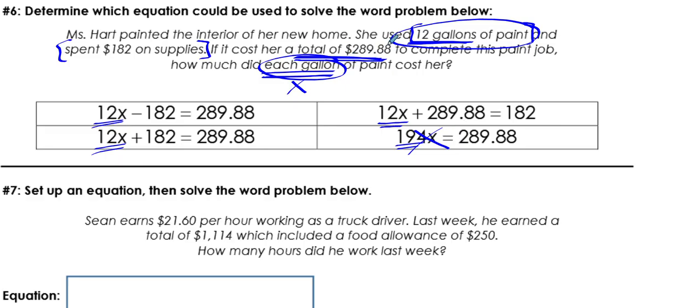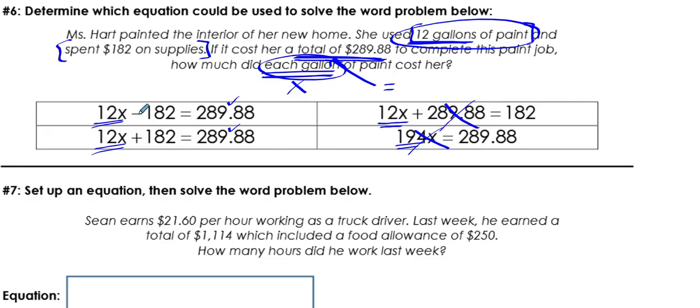Next thing I'm going to look at is this total. I see it's going to be a total of $289.88. So the total, that word total, that's where your equal sign is. So it equals a total of 289.88. So it could be one of these two. This seems like that's flipped. The 289.88 should be on this side.